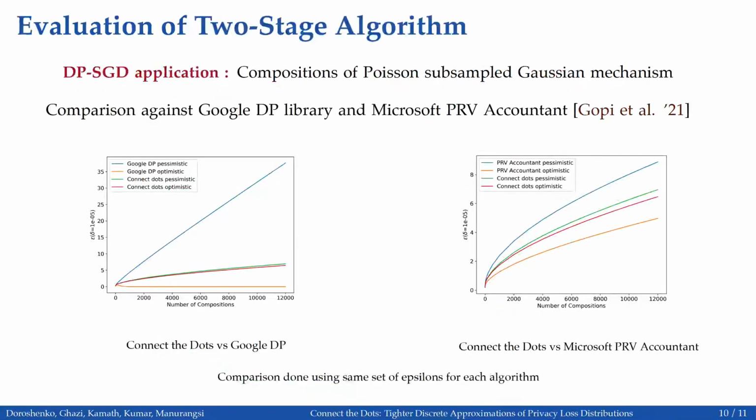Our algorithm shows a significant improvement over the implementations available in the current Google's differential privacy library and Microsoft's PRV accountant. These plots show a comparison between our new algorithm and these implementations using the same set of epsilons given to each algorithm. Our algorithm thus gets a significantly tighter estimate of the privacy parameters for roughly the same computational running time. For more details, please see our paper.